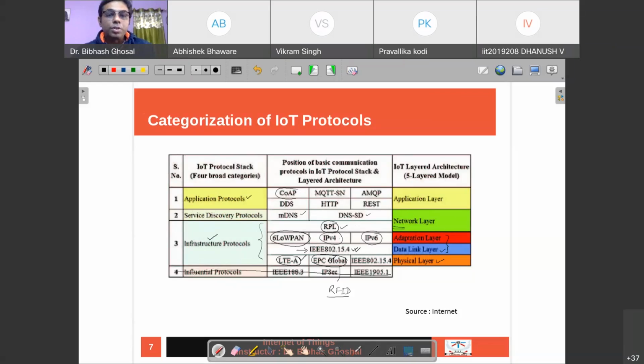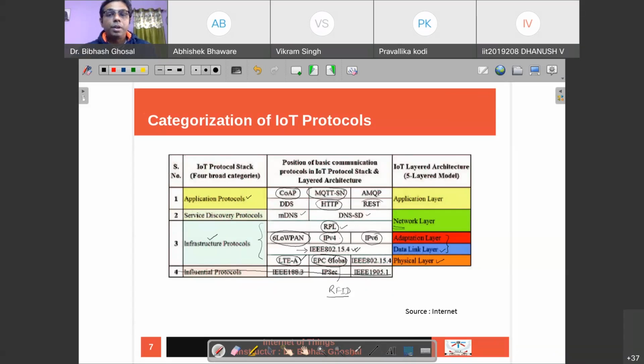CoAP, the Constrained Application Protocol. We have MQTT, which is the Message Queue Telemetry Transport protocol. These are the two most popular protocols for handling IoT devices. We'll actually have a tutorial and lab session on this as well. And then we'll also be talking about the HTTP protocol, which is the standard way to transfer text and data from one computer to the other. But in this case, how can we trim it down so that it can be used in an IoT environment?